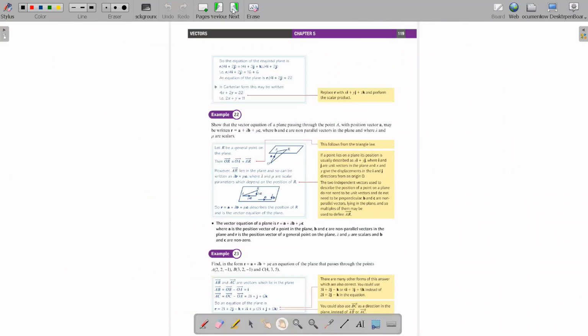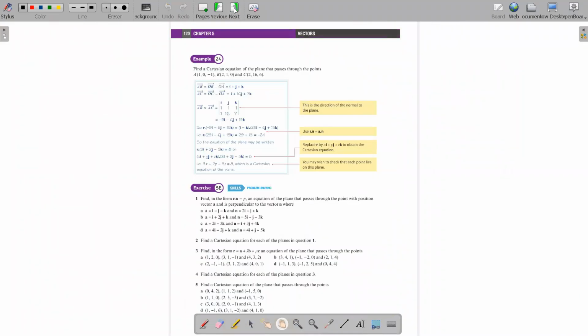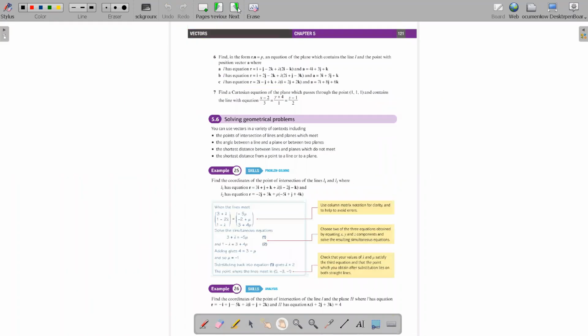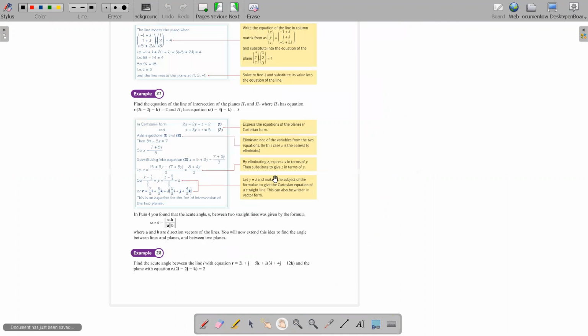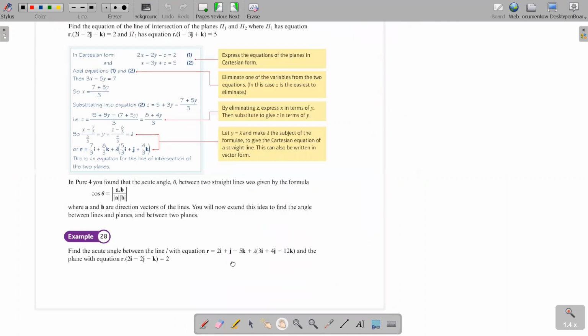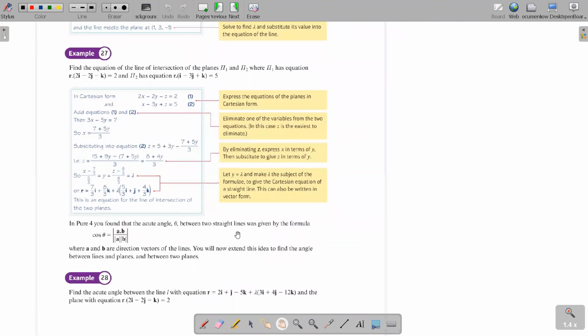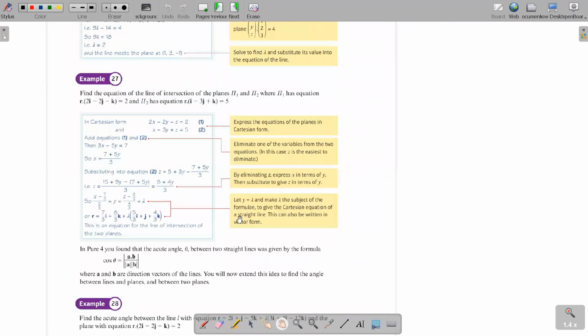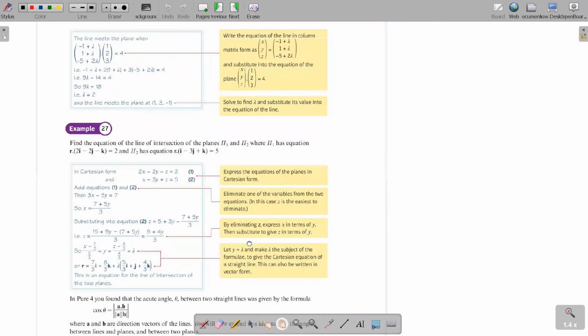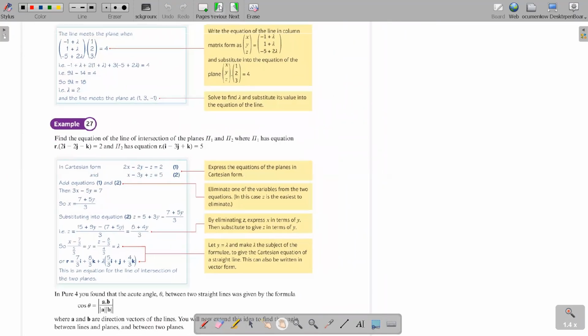So we'll quickly go to the past papers, and then we have to solve geometrical problems. Geometrical problems in the sense, these are the last things you need. I think the most challenging thing here, children, is to get the line of intersection of the two planes. I think that's the most important thing.